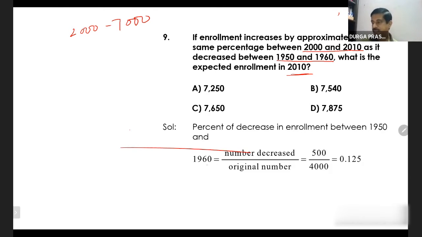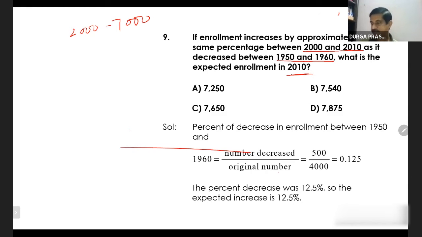So now, the 1960 number decreased by 500. The original number was 4,000 at that time. So 500 by 4,000 is 0.125. So the percentage is 12.5. The percentage is 12.5, so the increase should also be 12.5. That means the expected increase is 12.5.